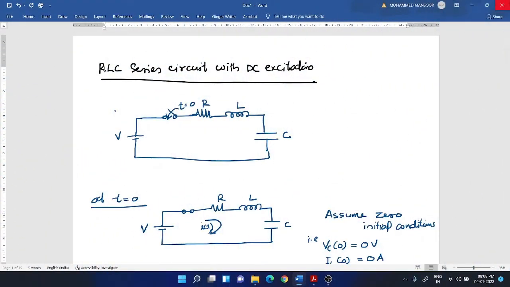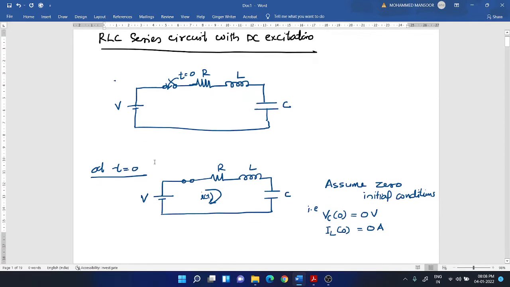In this video, we are going to discuss the RLC circuit for DC excitation. For that, let's consider the circuit. Here a DC voltage source having voltage V is connected across a series RLC circuit. At t is equal to 0, the switch is getting closed so that current will flow through the circuit. So that circuit is separately drawn over here.